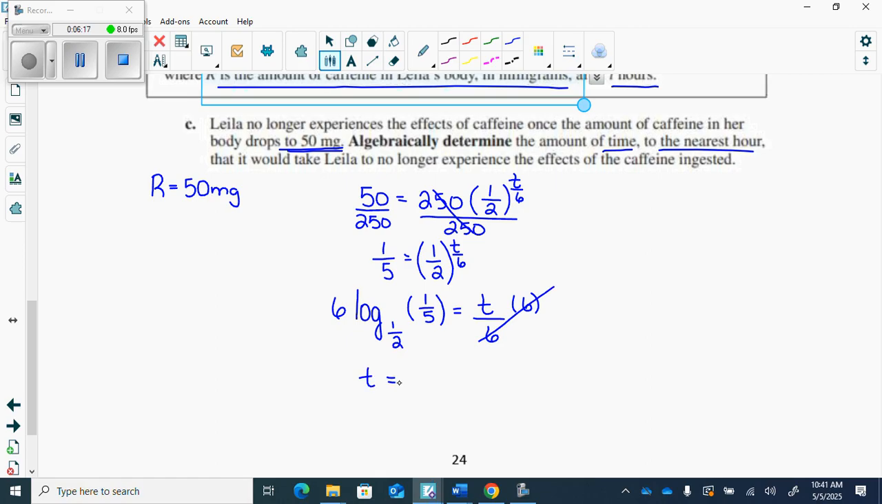Everyone needs to type it in, because what happens is people don't know their calculators. Everyone's typing it in? Because just because I can type it in doesn't mean you can type it in. Or just because your friend beside you can type it in doesn't mean you can type it in. Nearest hour. We should be getting what? 14 hours.